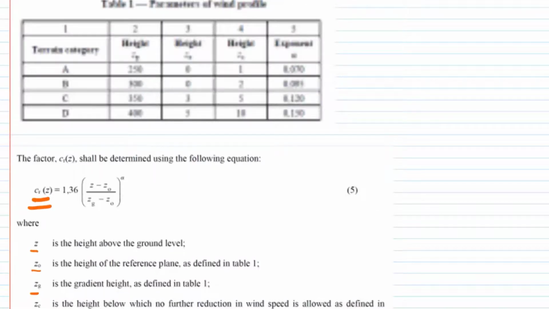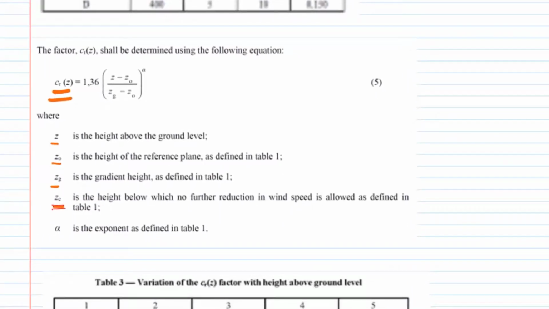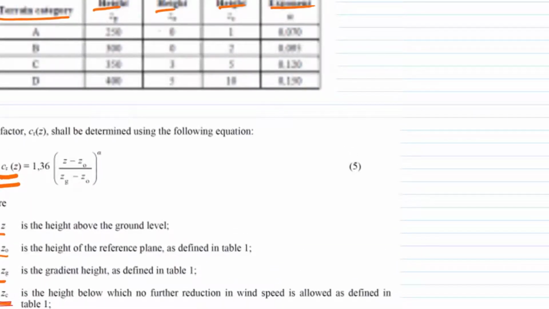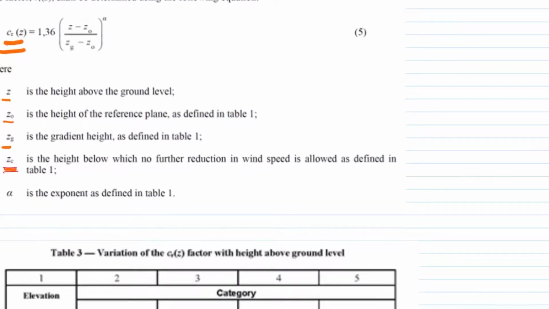In terms of applying the parameters of a wind profile, depending on your terrain category, you have different values you are going to insert into equations to get a roughness factor. CR at some height Z shall be determined using the following equation. Now, there is firstly the height that you're looking at, so that is the height on your building. Then you've got Z0 is the height of the reference plane, so that you find from here. So you've got a Z0 value, and ZG is the gradient height, so that you've pulled from the table.